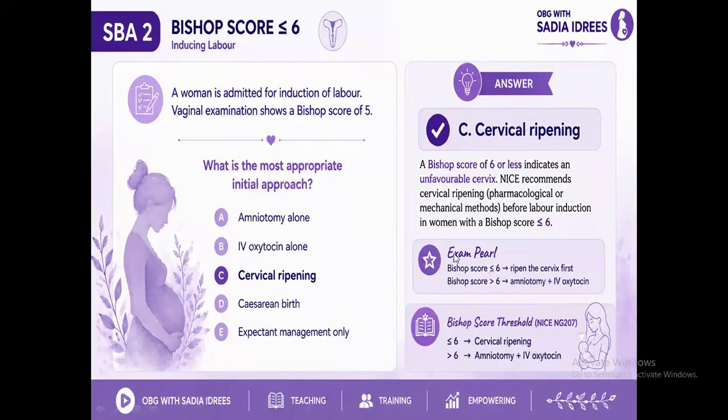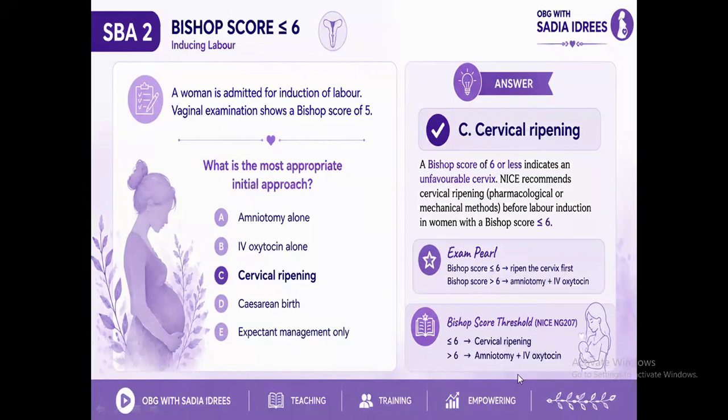So now look at the distractors. Amniotomy alone, no, not the standard initial choice with a Bishop score of 5. IV oxytocin, again, no. Oxytocin is not being used simply to bypass an unfavorable cervix. Cesarean birth, of course, not merely because the Bishop score is 5. An unfavorable cervix is not itself an indication for cesarean section. Expectant management only, this stem tells you she has already been admitted for induction. So unless there is a reason to reconsider the indication, that doesn't answer the question.